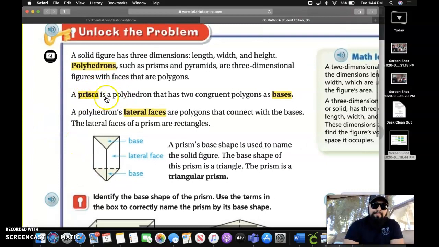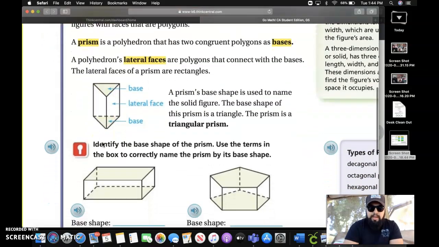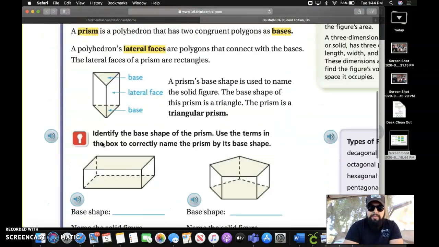A prism, we're talking about prisms or pyramids. A prism is a polyhedron that has two congruent polygons as bases. So just like this one, it has two, top and bottom. There's a difference between the prism and the pyramid. So the prism has two bases along with its lateral faces. And it's going to show us some examples here.